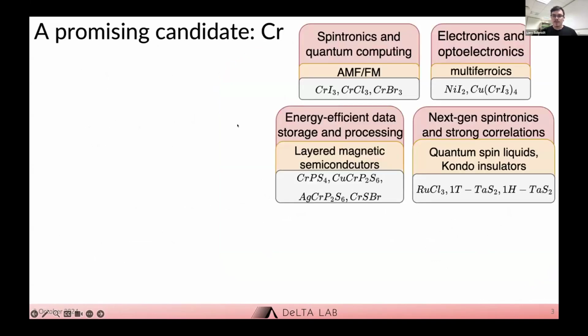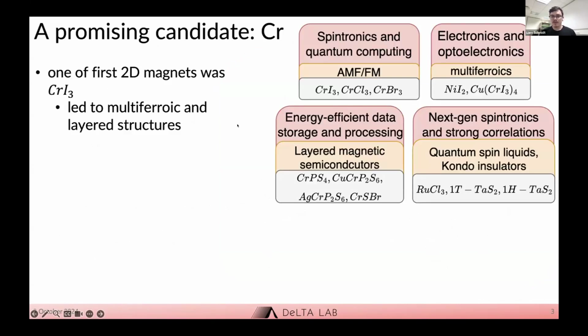So one of the first notable and tunable 2D magnets was chromium triiodide, which exhibited a layer-dependent magnetic phase transition. In the single layer, it was ferromagnetic. In the tri-layer, it was ferromagnetic, but in the monolayer, it was suppressed. Following this chromium triiodide, other isostructures arose via chemical substitution, such as CrCl3 and CrBr3. However, despite being isostructural, these materials exhibited quite different properties, which highlights the tunability of these 2D chromium magnets via substitution and their usefulness in technological applications.